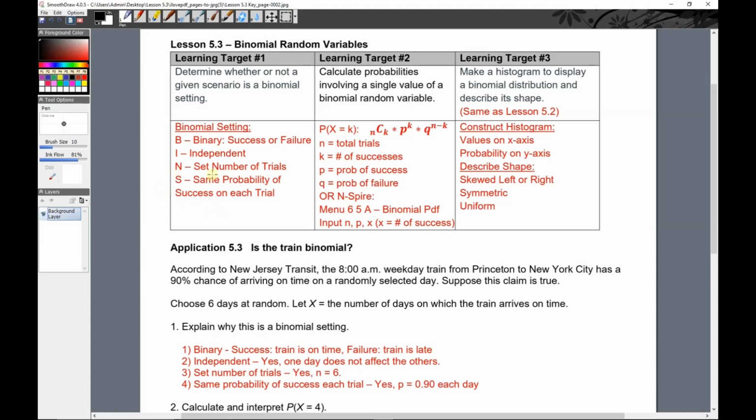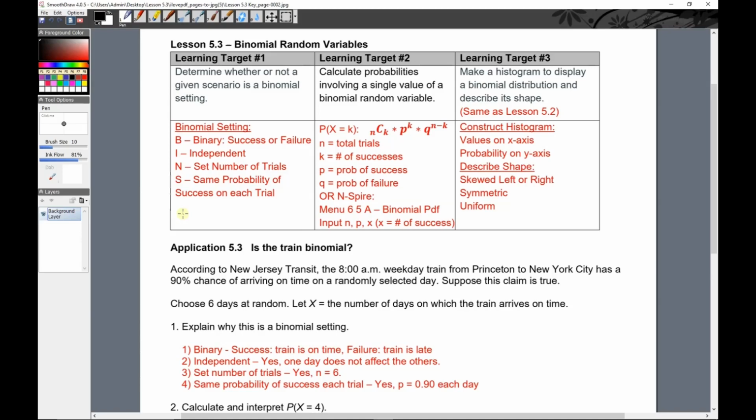All right, N is a set number of trials. We had a quiz with 10 questions. So N is 10. And S, that's the same probability of success on each trial. In that case, for the quiz, since you were guessing, you had a 20% chance of getting any one of those 10 items right, just by luck. So this all forms the word BINS, and that'll help you when you're asked, does this fit a binomial setting? You're going to have to check all 4. And you may forget some of them, and the word BINS can help you remember.